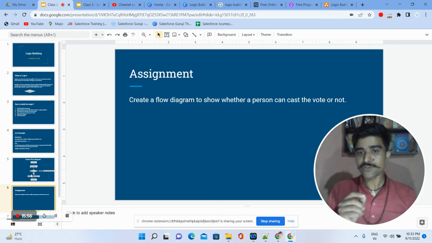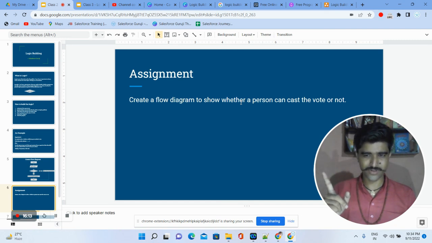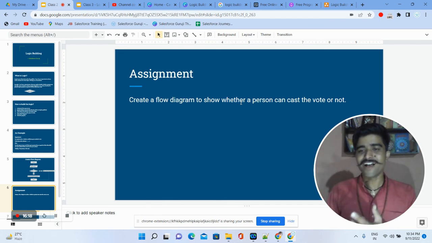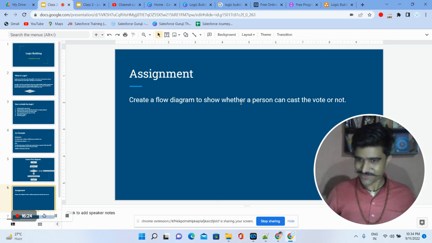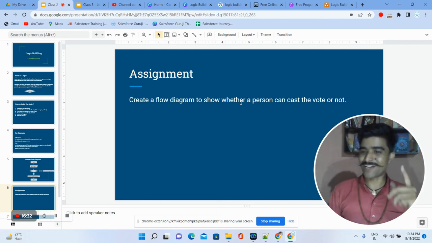What flow diagram you need to write is: create a flow diagram to show whether a person can cast the vote or not. Think about it. Who can cast the vote in India or in your country? Just think about it. Create the solution. Write it with your pen or pencil. If you are submitting this assignment, then it's a really great thing for you. If you are not submitting this assignment, then also I'm happy, because definitely I will explain in the next class. But this surprise you need to submit in your next class.